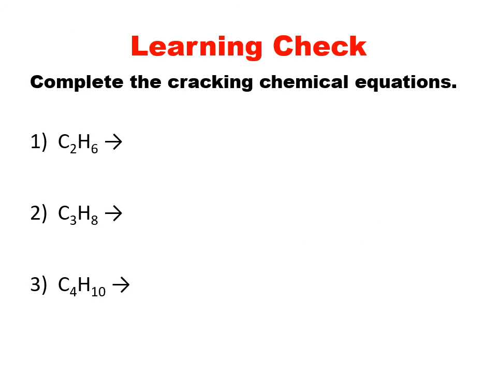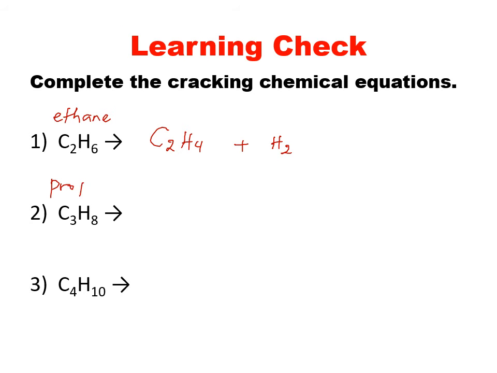So we have a few examples here. First we have ethane, and we're going to try to crack ethane into an alkene. What is the chemical formula for ethene? Ethene is C2H4. If you do the calculation, you subtract the number of carbons, C2 minus C2, you will have none of the carbon left. But for hydrogen, H6 minus H4, you will get another product, which is hydrogen.